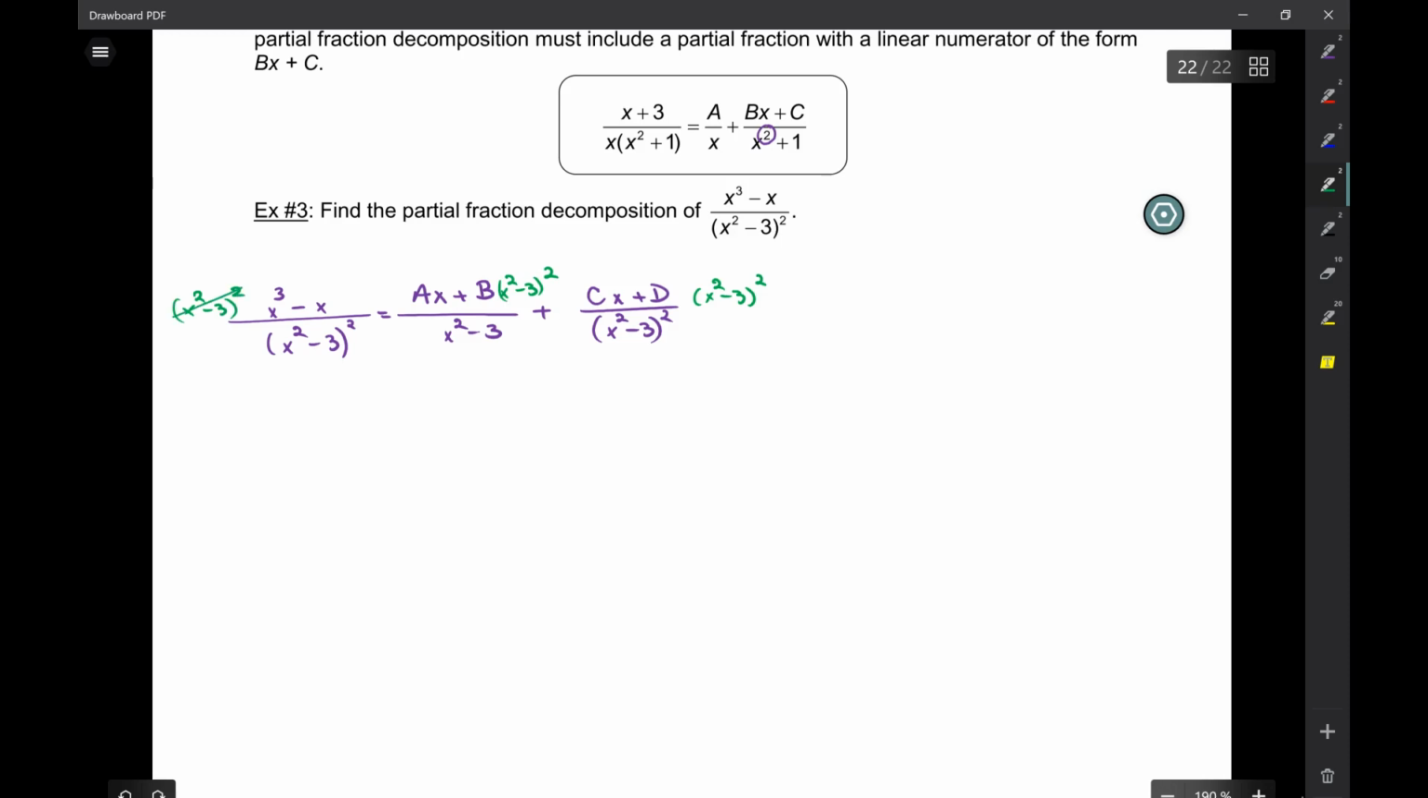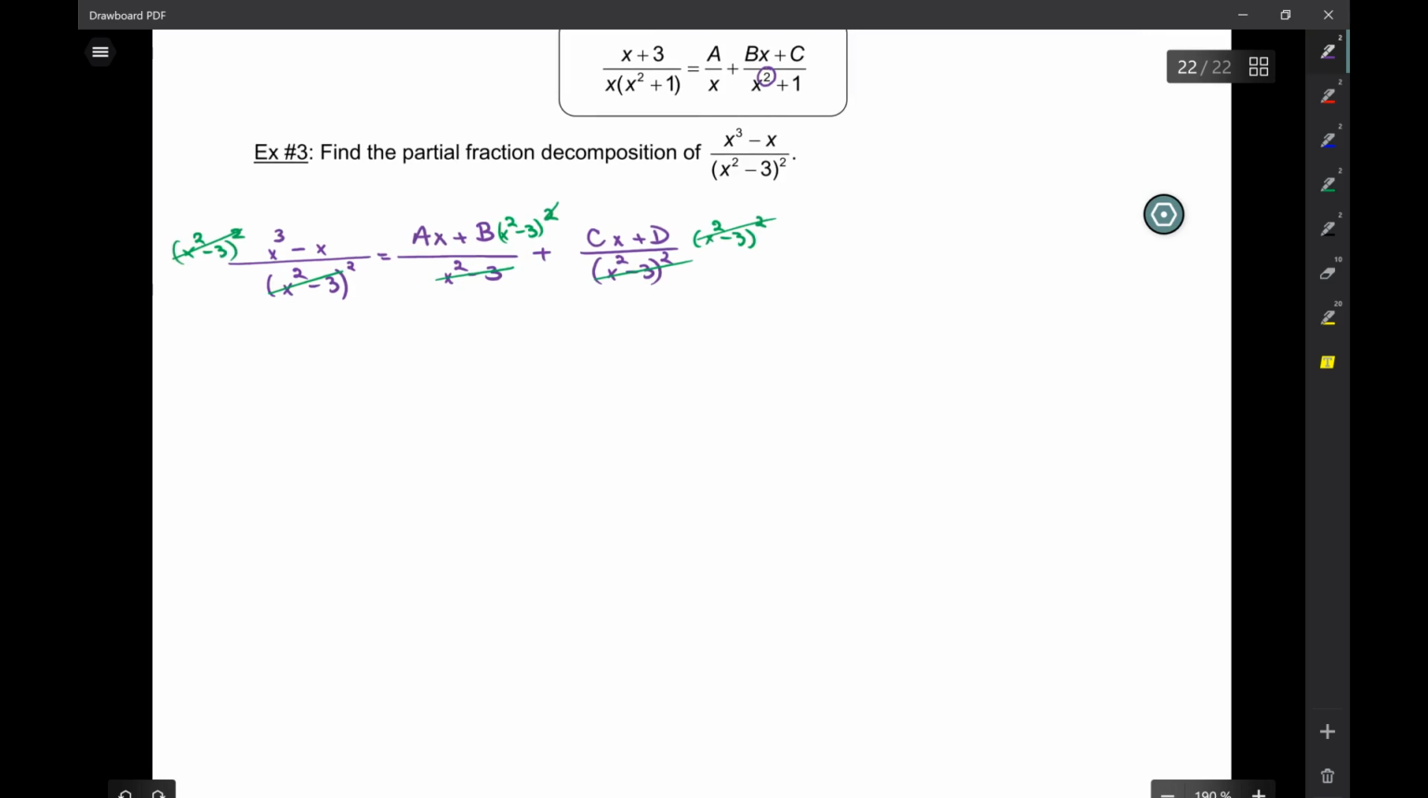Everything cancels here. 1x squared minus 3 here, and everything here. So now I have x cubed minus x equals, oh, this is a fun one, (ax plus b) times (x squared minus 3). Remember, this is being multiplied by that whole thing, so you need parentheses here. This is the number one common mistake on a test.